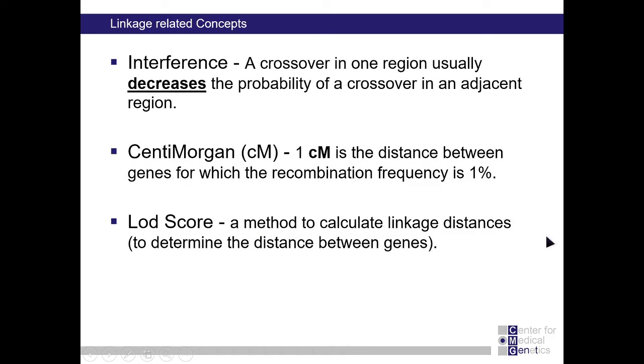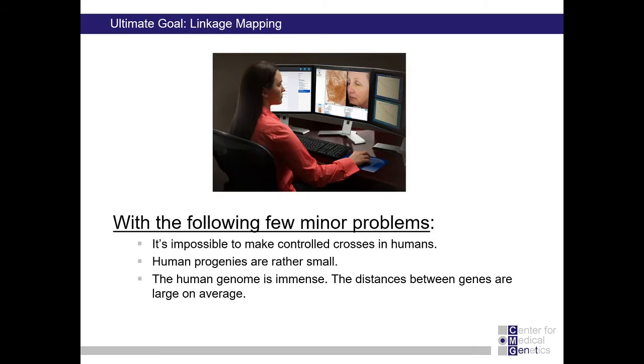So interference. Interference means crossover in one region decreases the probability of crossover in an adjacent region. One centimorgan is the distance between genes for which the recombinant frequency is 1%. LOD score is a method to calculate linkage distances to determine the distance between genes. The ultimate goal for this is linkage mapping.